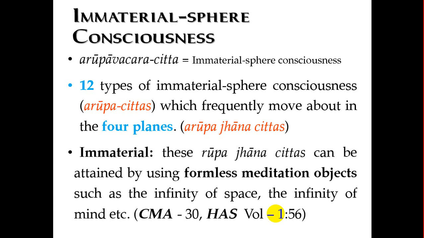What is immaterial? Those arupa jhana cittas can be attained by using formless meditation objects, such as the infinity of space, the infinity of mind, etc. We have four objects to meditate on to attain arupa jhana cittas. The first one is the infinity of space. Actually here, the meditator doesn't want any material form. He doesn't like it, so he tries to stay away from material form.